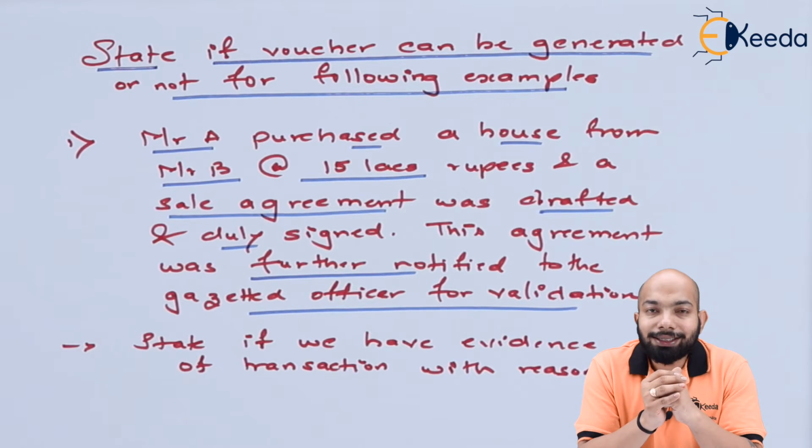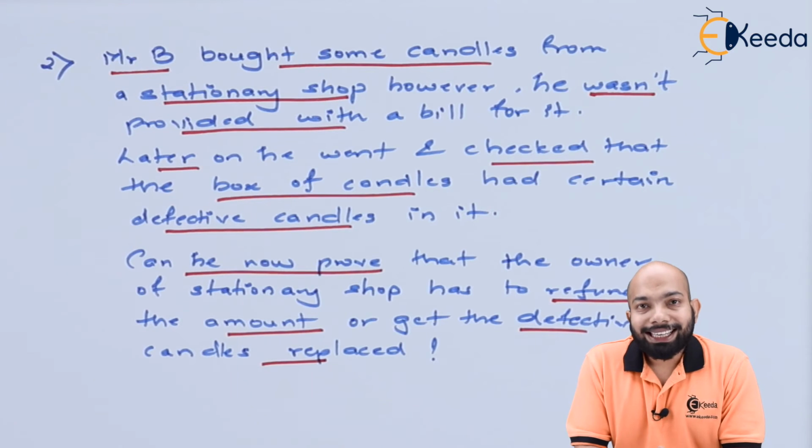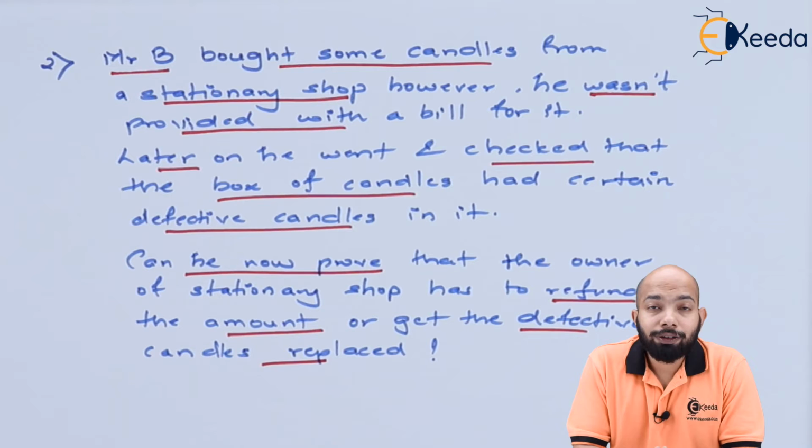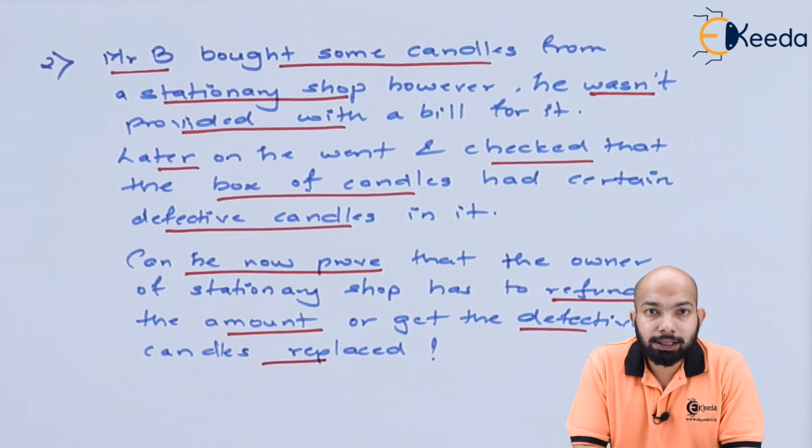Let's go on to the second illustration and we'll figure out whether we have any kind of evidence there or not. Now the second example states that Mr. B purchased certain candles from a stationery shop and he wasn't provided with the bill. That means he never asked for the bill of that specific purchase transaction. He went home and he checked that the box of candles has certain defective candles in it.